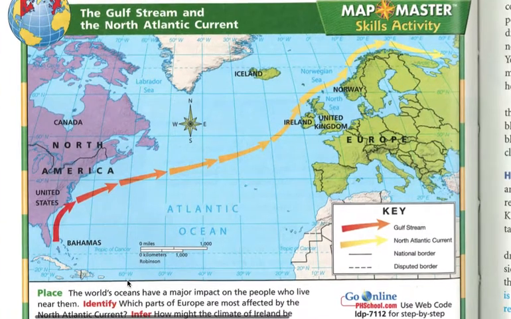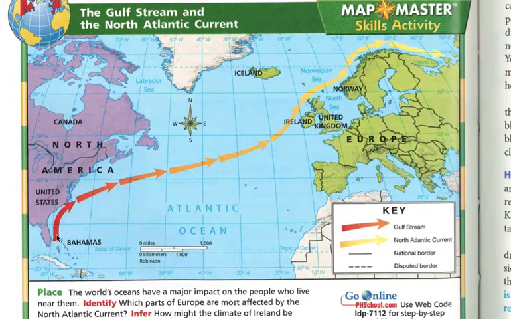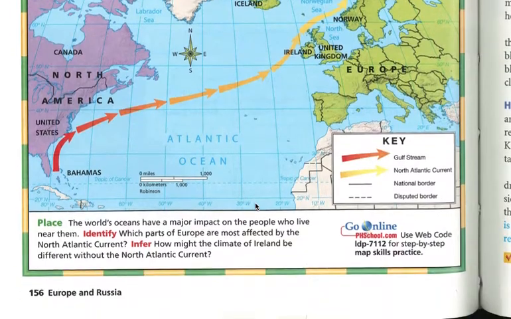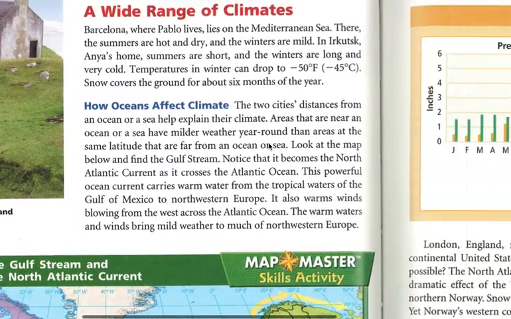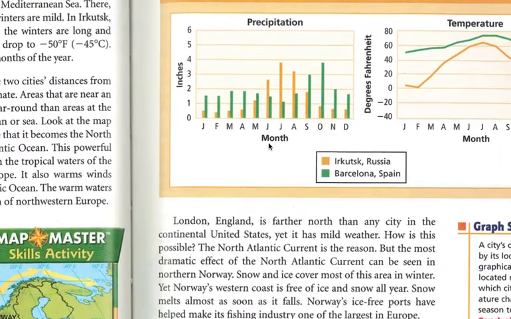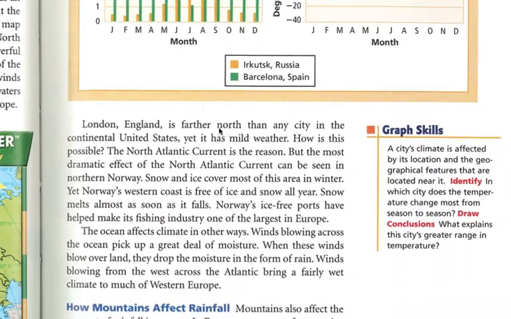Okay, so let's look at this Gulf Stream. Starts down here, starts really warm, and you can see it cools down a little bit, the Gulf Stream, into the North Atlantic Current. But as it does, it really provides for some warm air, even in colder areas. It does extend down here to coastal areas as well. London, England is far farther north than any city in the continental U.S., yet it has milder weather. How is this possible? Well, it's because the North Atlantic Current is the reason.